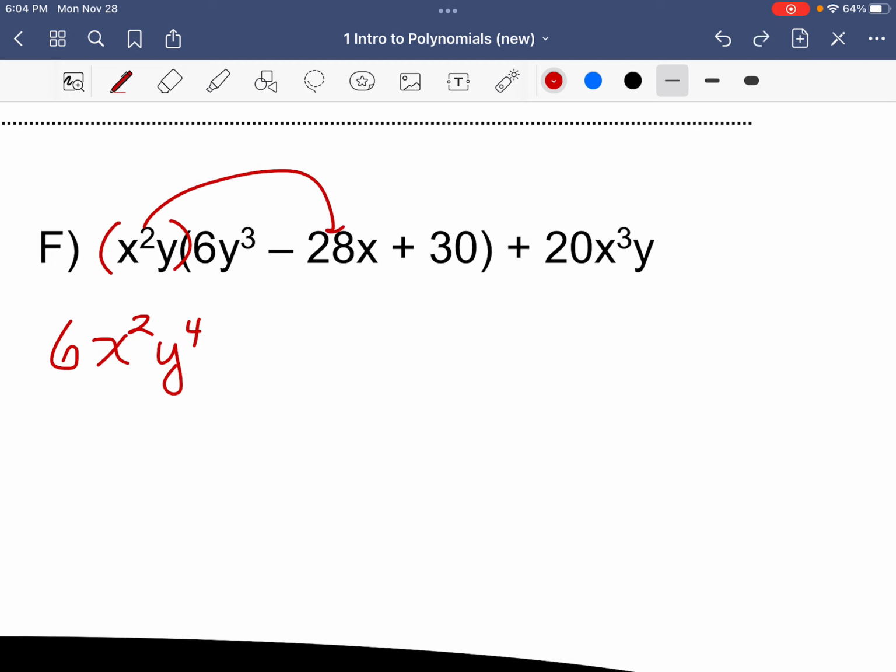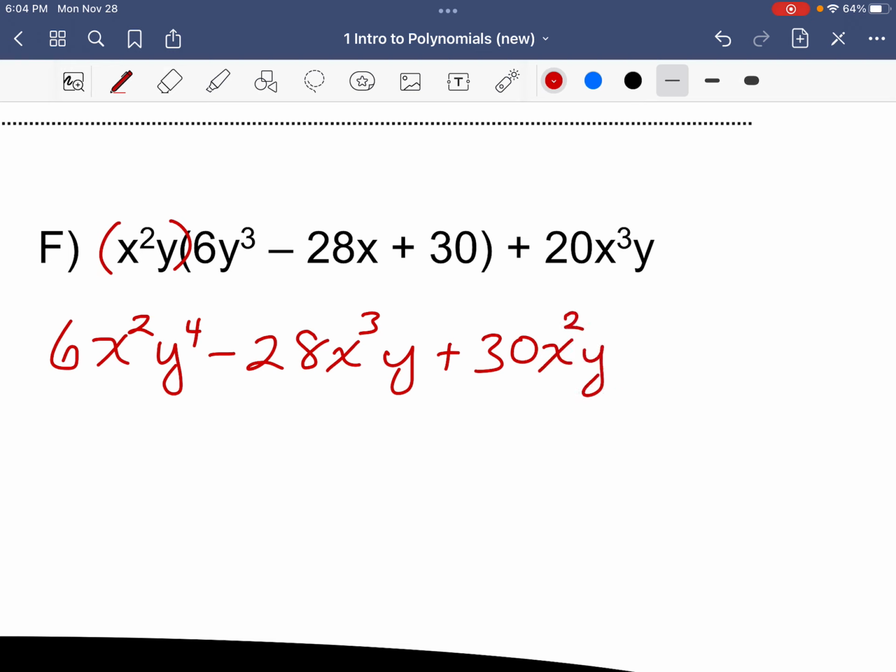How about this one? When I distribute to this negative 28x, now I'm going to have more x's. I'm going to have x to the first, x squared, a total of x to the third. The y right here, nothing changed it, but it's still part of my answer. And then we distribute to the 30. All that's going to mean, though, is that we're going to end up with 30 in front of x squared y.